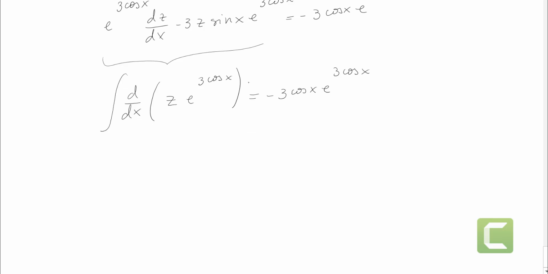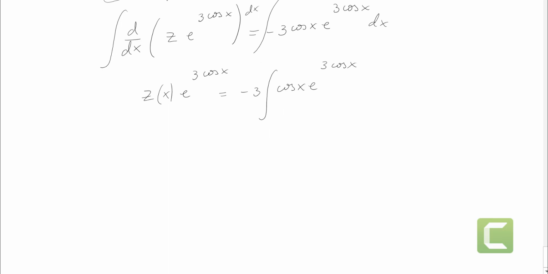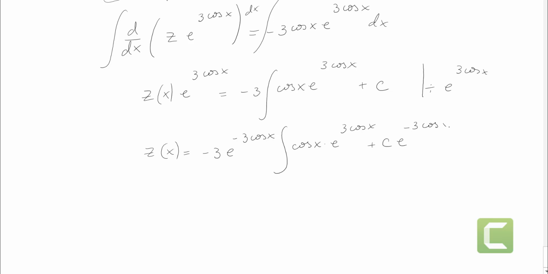Now again, this is a problem that I made up, so it might be tricky. So now we integrate with respect to x both sides. So we get z of x e to 3 cosine of x equals negative 3 integral of cosine of x e to 3 cosine of x, plus some c. So z of x is going to be, we divide by e to 3 cosine of x, so it's going to be negative 3 e to negative 3 cosine of x integral of cosine of x times e to 3 cosine of x plus c e to negative 3 cosine of x.